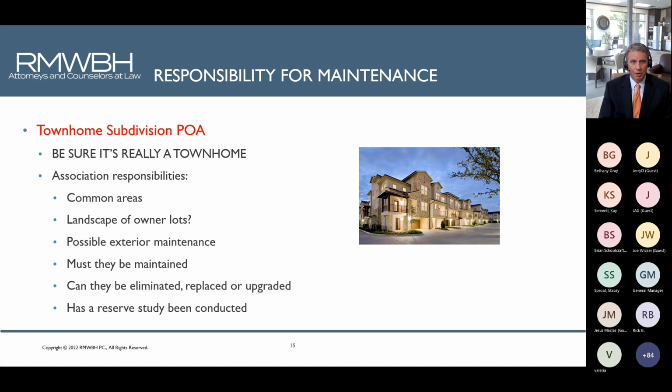All right, so maintenance issues related to townhomes. I see it often; the POA sees it on a very regular basis. What is a townhome versus a condominium?